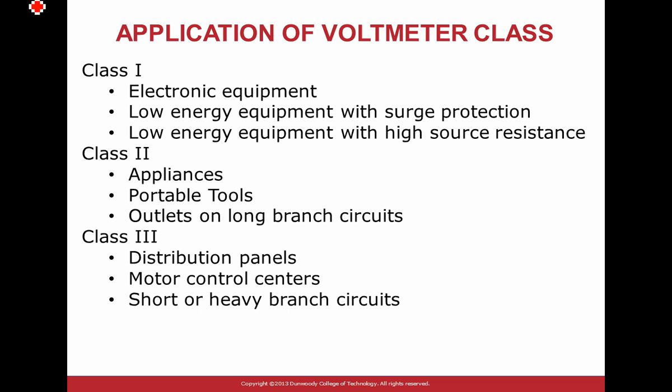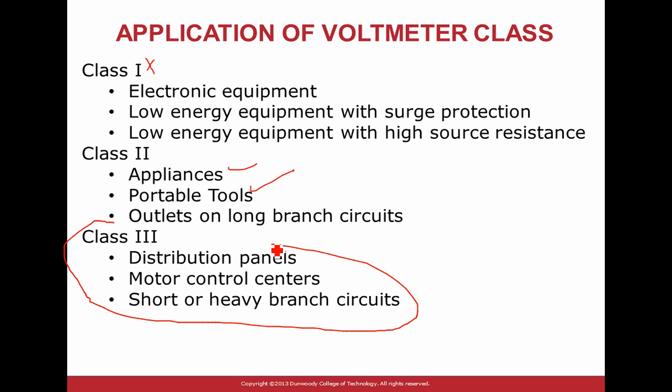Okay, we talked about how you don't want to use this one a lot. Electronic equipment, low energy equipment, appliances, portable tools. This is the one that gets you the full protection. You don't have to worry about category 3: distribution panels, motor control centers, and short or heavy branch circuits. That's probably where you guys are most of the time.